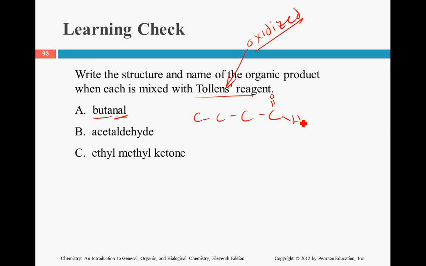Well, if it's oxidized, you're going to insert an oxygen into there. So carbon, carbon, carbon, carbon. Still have that double bonded oxygen, but now we have an OH here rather than just an H. Name it. 1, 2, 3, 4. Butanoic acid.